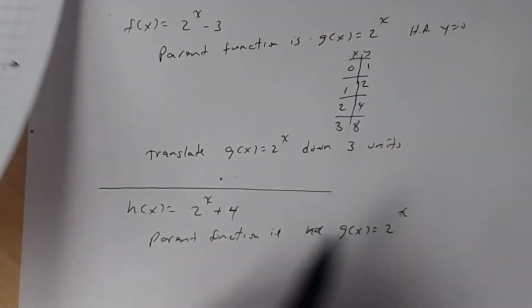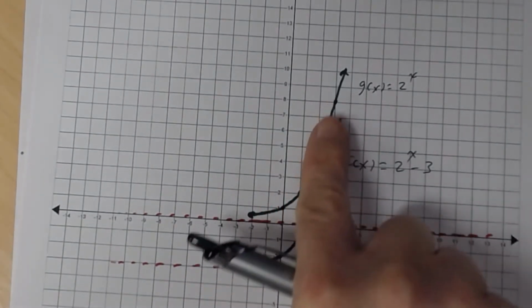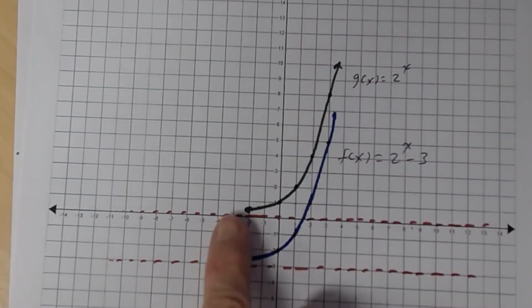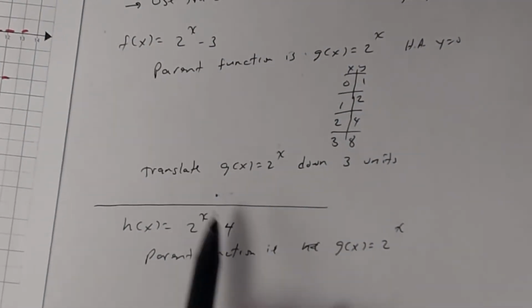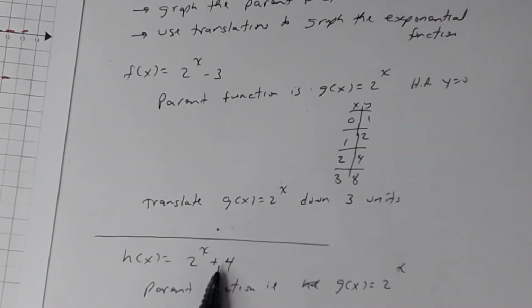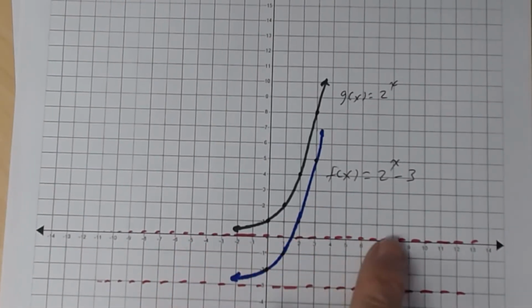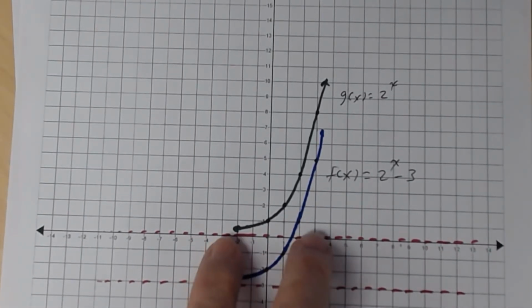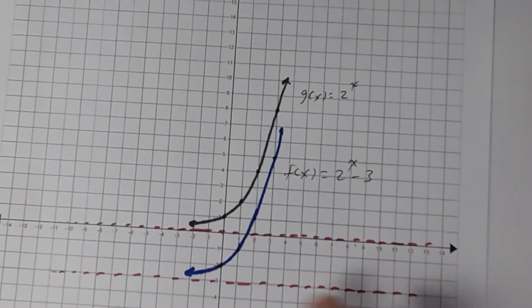So first thing you do is you graph the parent function. See, it's already graphed. All right. Now, then you're going to use the idea of translation. So we're trying to graph this. Think about that plus 4, your horizontal asymptote. Remember what that means. I'm going to take this horizontal asymptote and, since it's plus 4, shift it up 4.